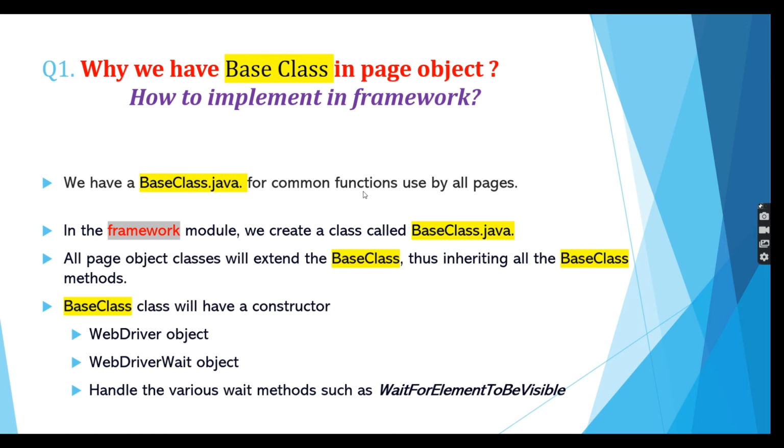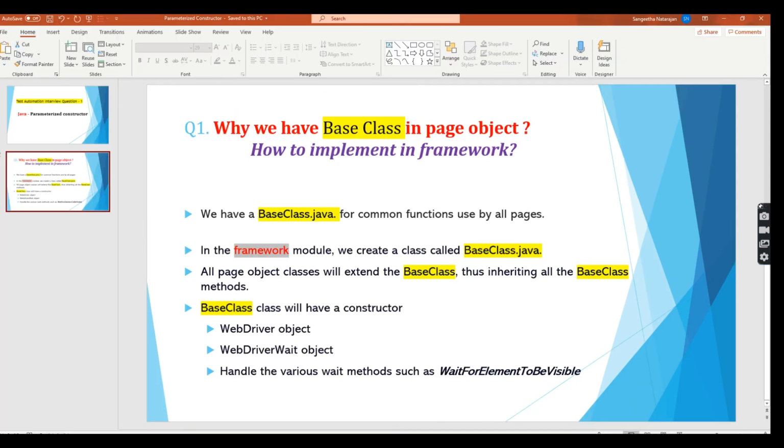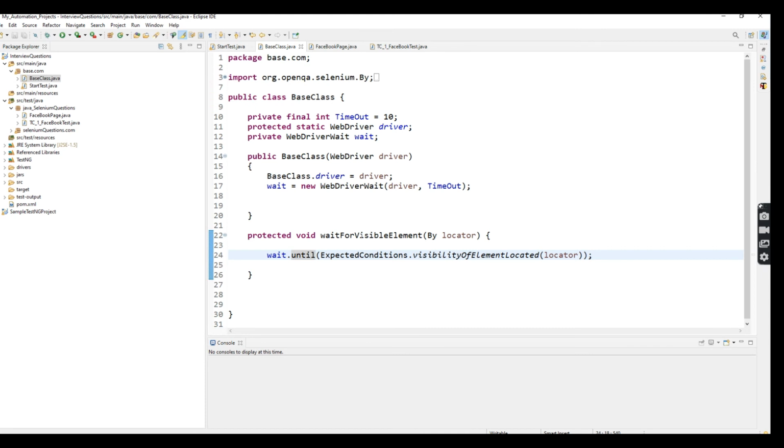It is for common functions used by all pages, right? In this framework module we can create a class called the base class. That is the reason we gave it the name base class. It is the base for all pages. So all page object classes will extend the base class, thus inheriting all the base class methods. Here I gave wait for visibility of element, and I can utilize this constructor and this method after extending the base class.